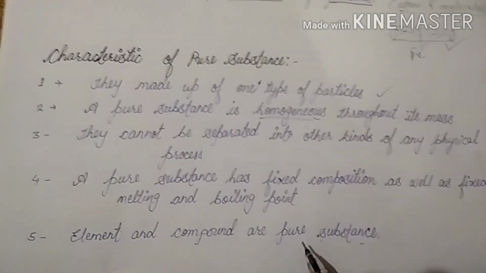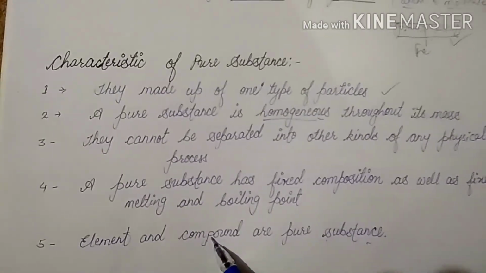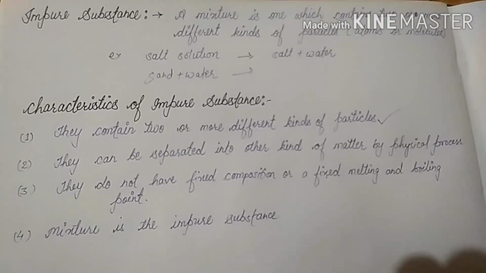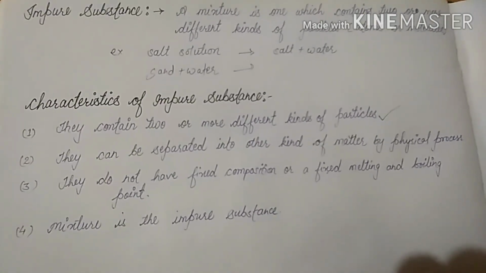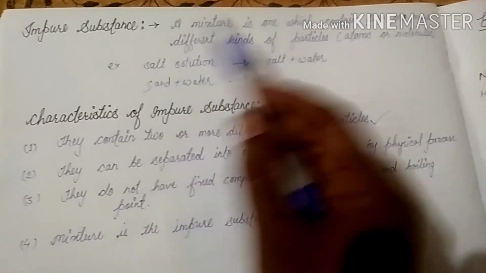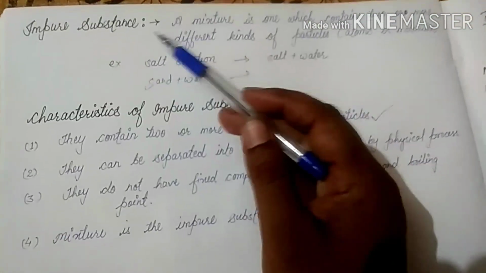Pure substances are of two types: the first, element, and the second, compound. Okay. Now, children, the second point is impure substance, which is also called a mixture. So let us see how we can say that a substance is pure or impure.